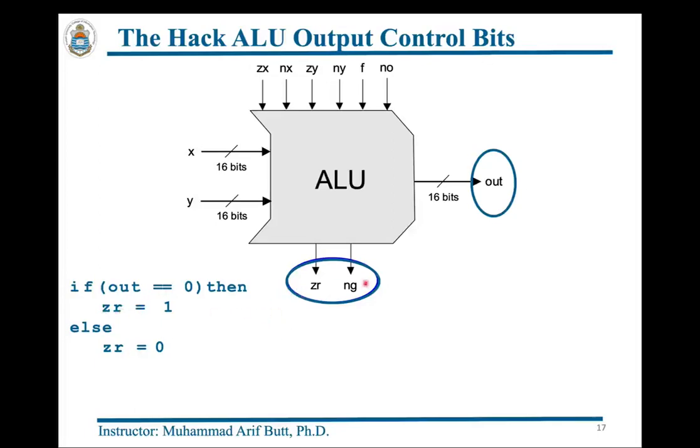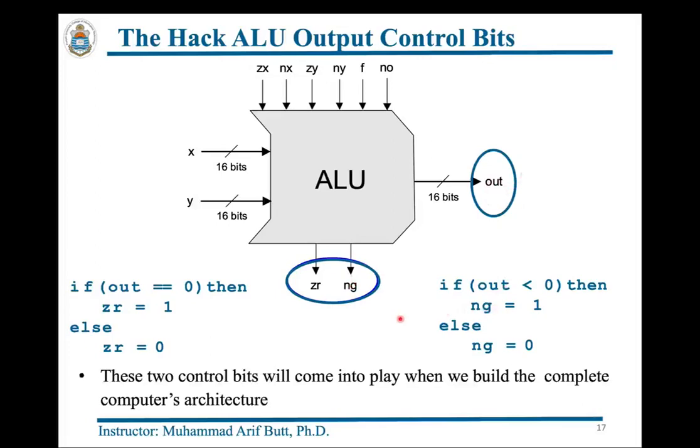Similarly, this NG bit, also called the negative flag, is set by the ALU if the 16-bit output is negative. If this output is negative, this NG flag is also set. Well, these two control bits will come into play when we build the complete Hack computer architecture, inshallah.